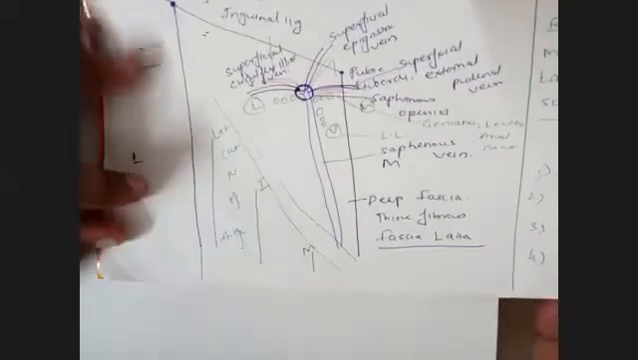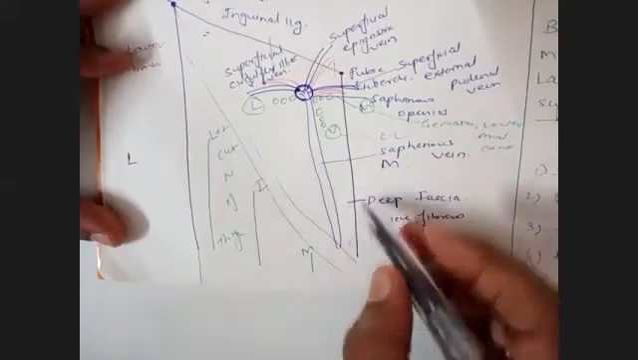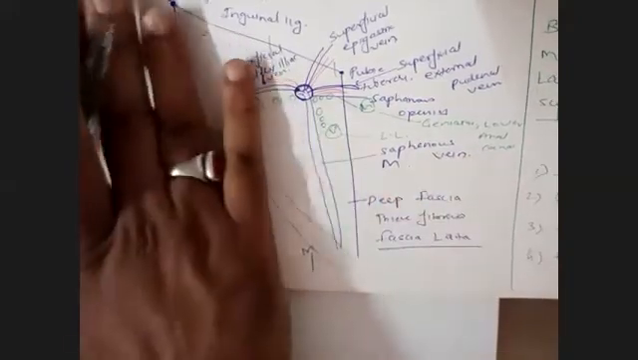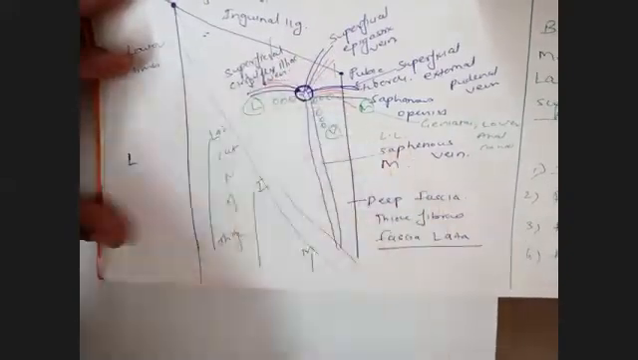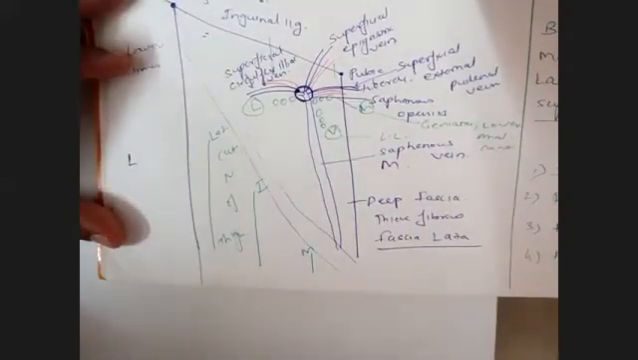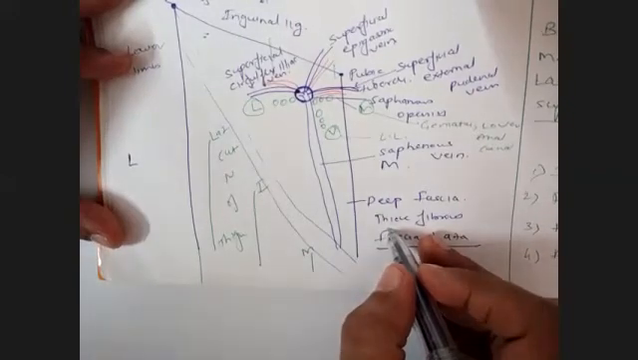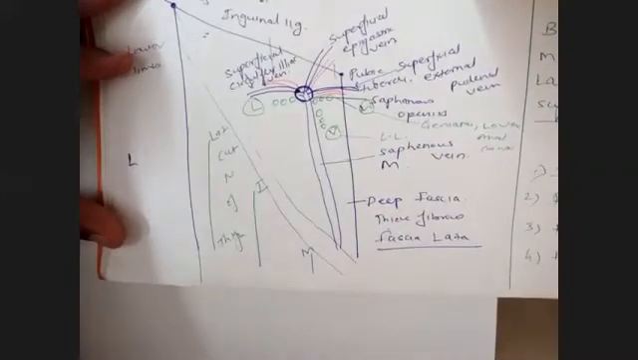Whenever we remove the skin of the front of the thigh, this is what we see. We see a huge vein called the saphenous vein. Saphenous means easily seen. Below the skin is the superficial fascia, which is fatty, and below that is the deep fascia. So skin, superficial fascia, and deep fascia are the three layers we come across when we are dissecting.